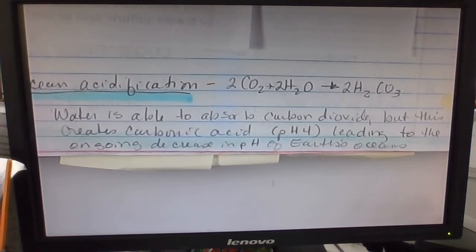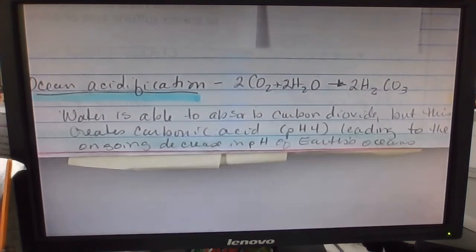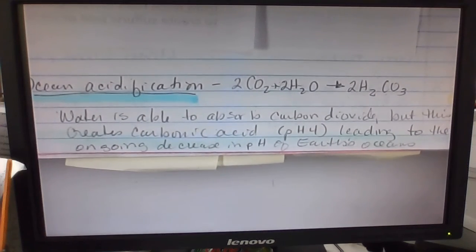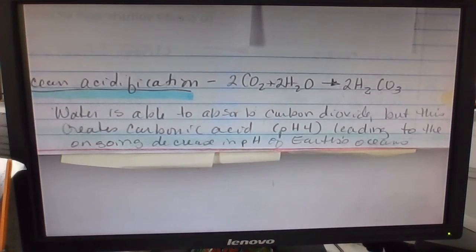Water is able to absorb carbon dioxide, but this creates carbonic acid, pH of 4, leading to the ongoing decrease in pH of Earth's oceans. Oh, ongoing decrease in pH of Earth's oceans.